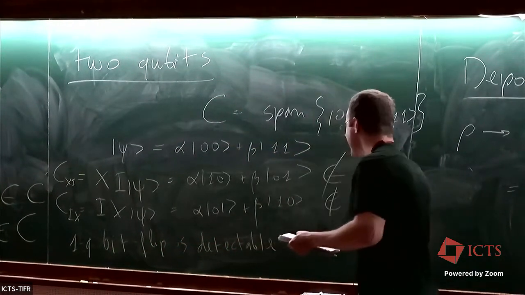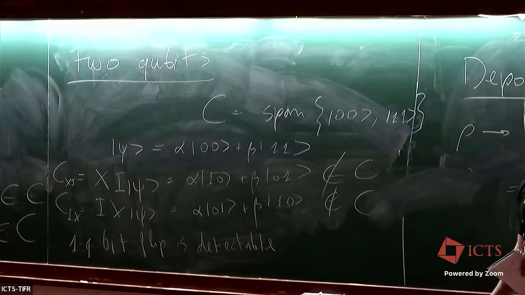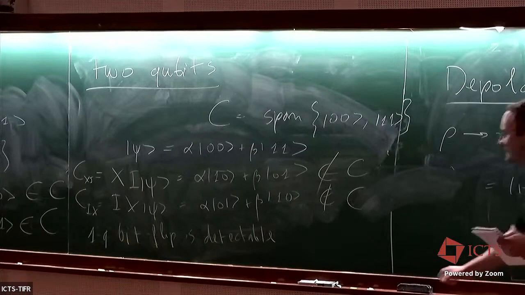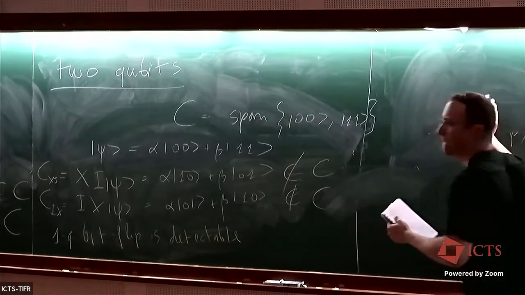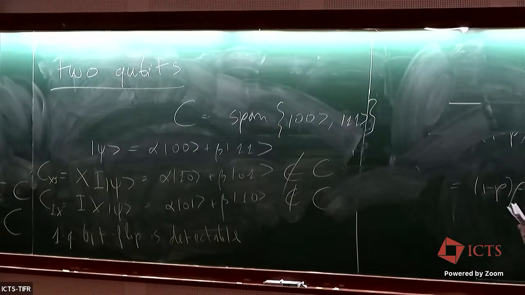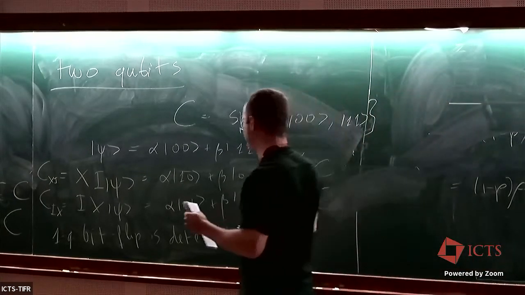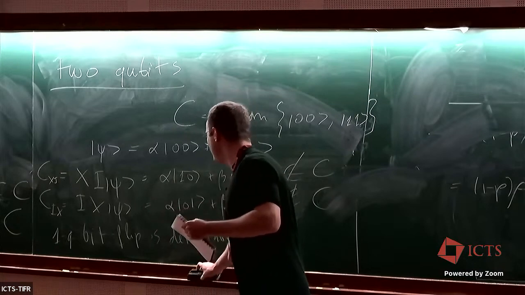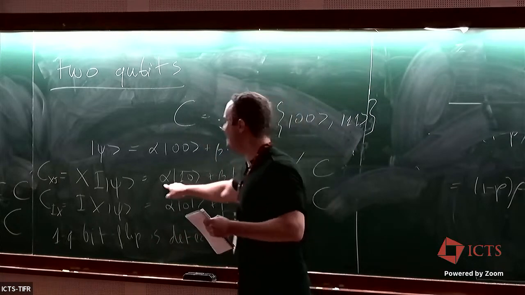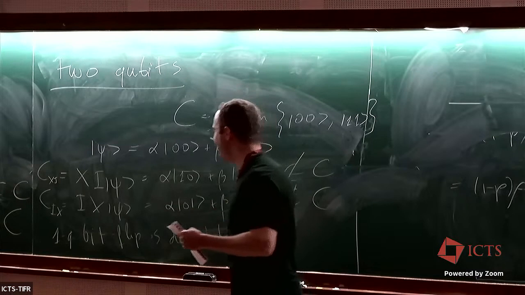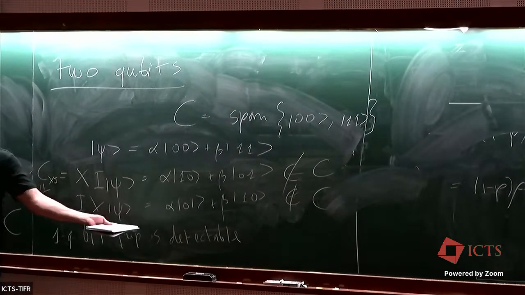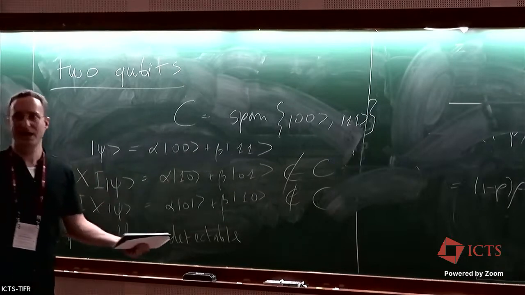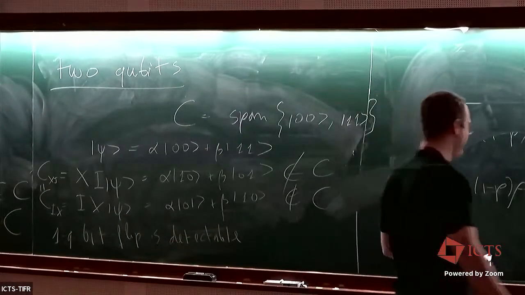Now, can I correct these bit flip errors? No, I cannot. Why is that? You don't know where it came from. Yes, it's true. And why do you not know where it came from? This space and this space are identical. CXI and CIX are the same space. They're the span of |01⟩ and |10⟩. And so there is no way to know where you came from.